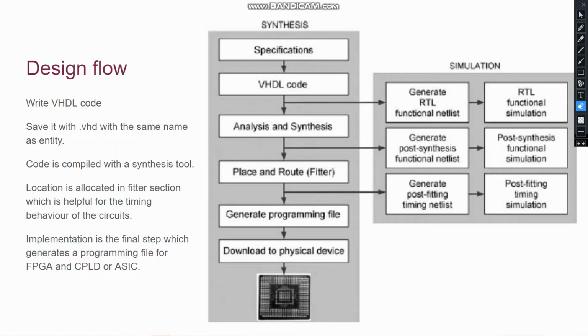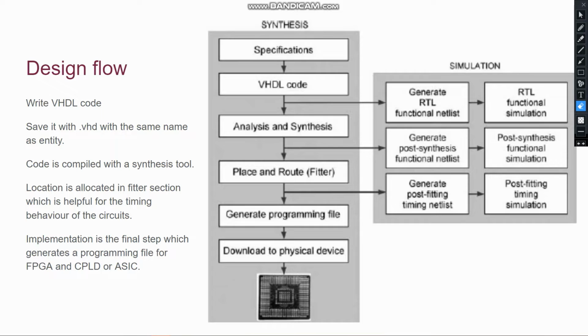And once everything is done, you'll generate a programming file. This programming file is the one that is used to dump into your FPGA. Based on this programming file, you will have all the information, all the code that you have written, including your port map, placed inside the FPGA.